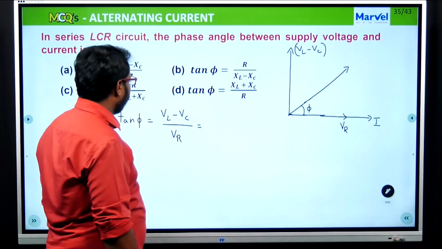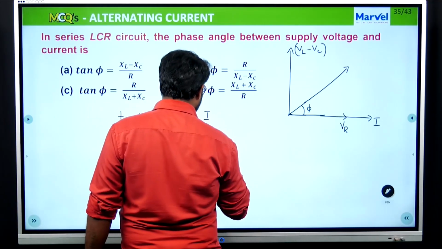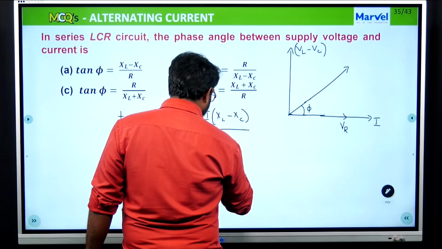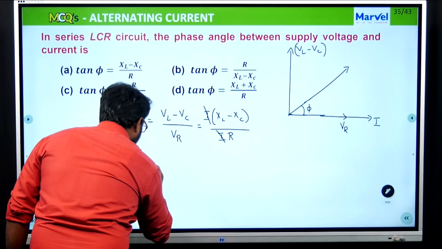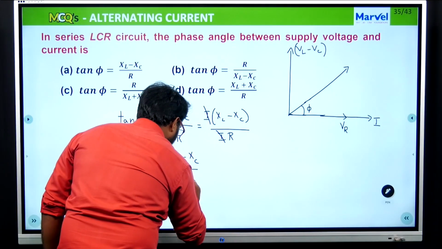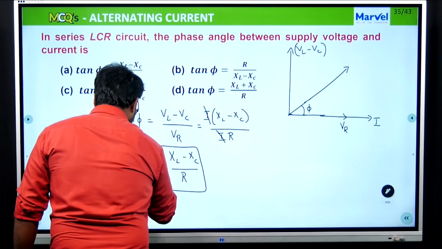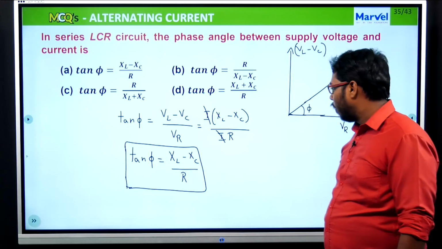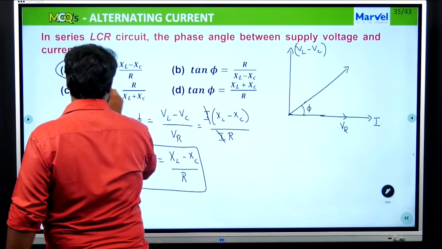So what is VL? It is nothing but I times XL. So I will pull that I outside, I times XL minus XC, divided by I into R, where I and I cancel, so tan phi is equal to XL minus XC by R. This is the phase angle that you usually write. It is XL minus XC by R, and this is the correct answer.